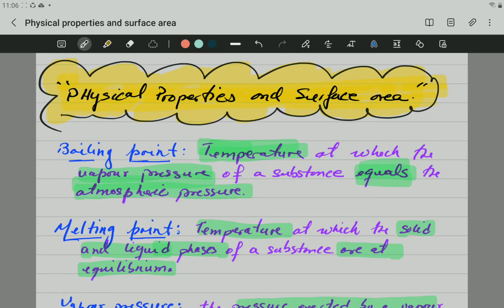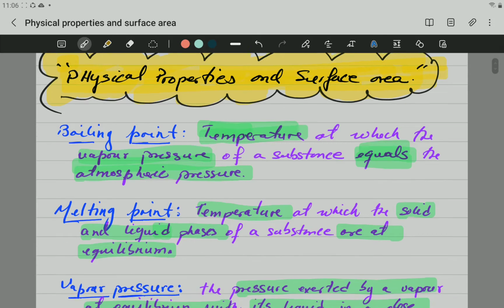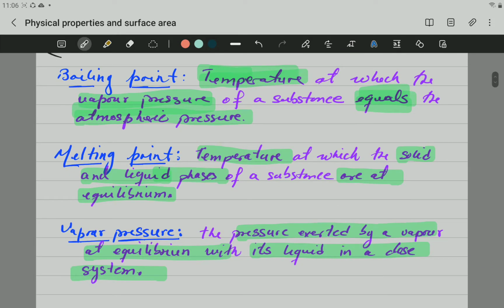Now, this video is going to be about the relationship between physical properties and surface area. In the last video, we spoke about physical properties and homology series. So let's first recall very fast what boiling point, melting points, and vapor pressures are.